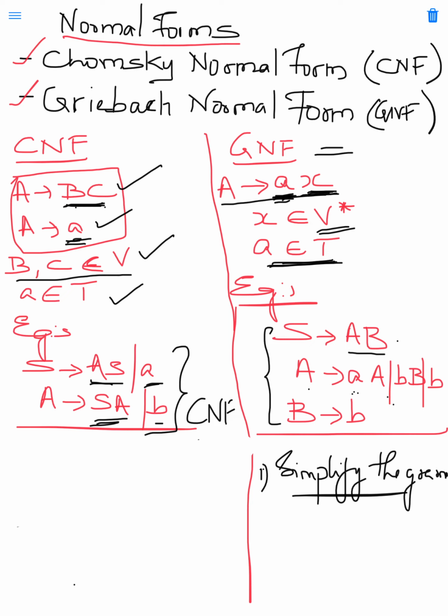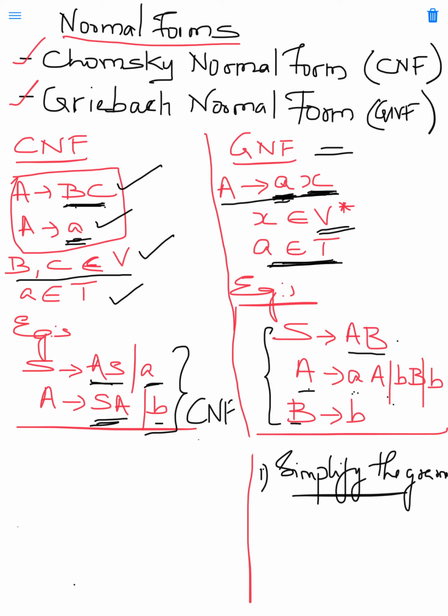Here there is no epsilon production, unit production, or useless symbols, because everything can be generated. From S you will be able to derive the string. From A also you will be able to derive, and B also you will be able to derive the string.